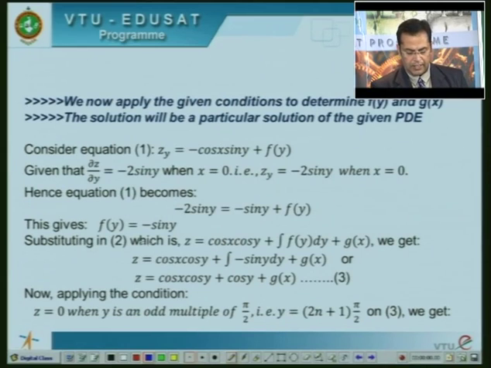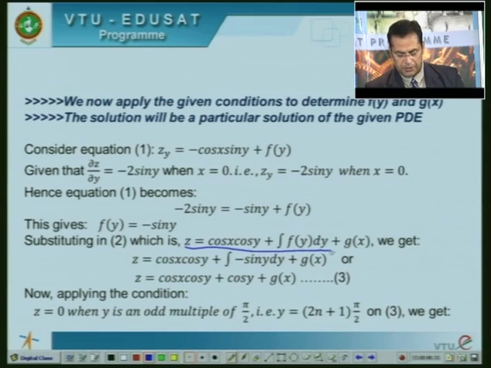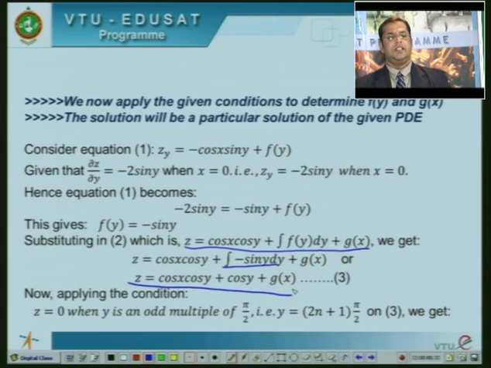Equation 2 is written here. Because f of y is minus sin y, we will substitute f of y here. So, when you substitute that, you get z equal to cos x cos y plus integral f of y dy becomes integral of minus sin y dy plus g of x, and it is known that integration of sin y with respect to y is minus cos y. So, you end with z equal to cos x cos y plus cos y plus g of x. For convenience, we will call that equation 3.